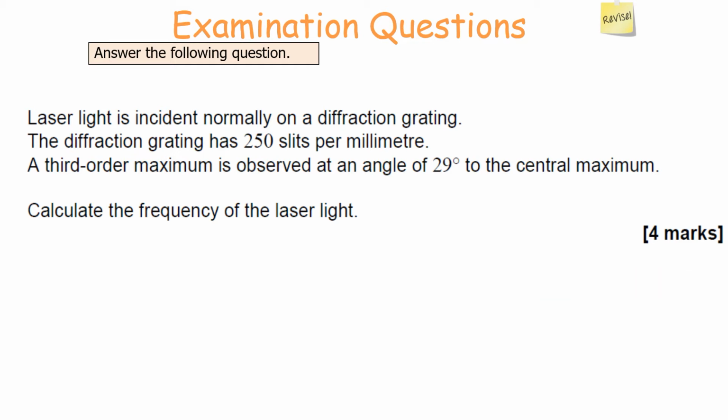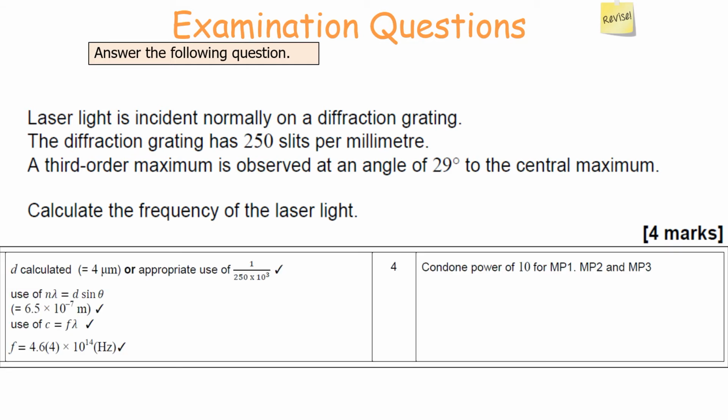Right, so first thing you've got to note is that in the equation you want to be using n lambda = d sin theta, but d needs to actually be calculated very carefully because it's not 250. The first thing you would need to do is work out what the actual distance between the two slits is. So if there's 250 slits per millimeter, the distance in meters between two slits is 1 over 250 times 10 to the 3, because you've got to work out how many slits are actually in 1 meter.